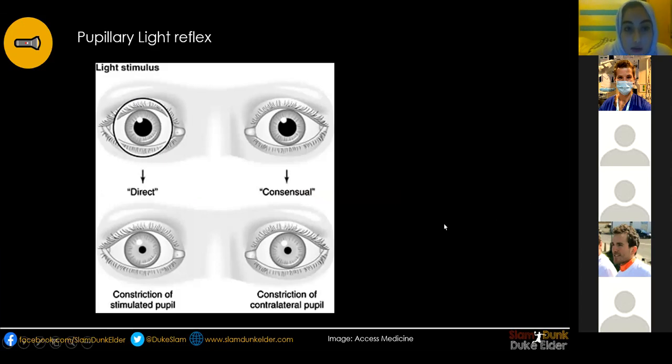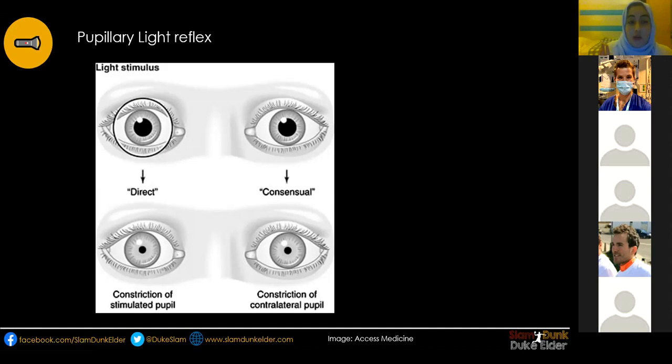But just to start off with some basics, I'm sure you all know already, but light directed at the pupil should produce a bilateral symmetrical pupillary response, specifically pupillary constriction, and that response should be direct and consensual. So each pupil receives parasympathetic and sympathetic input at any one moment, and it's a balance between the sympathetic and parasympathetic tone which influences the size of the pupil. So it's a balance also between those two opposing muscle groups, the dilator pupillae and the sphincter pupillae.